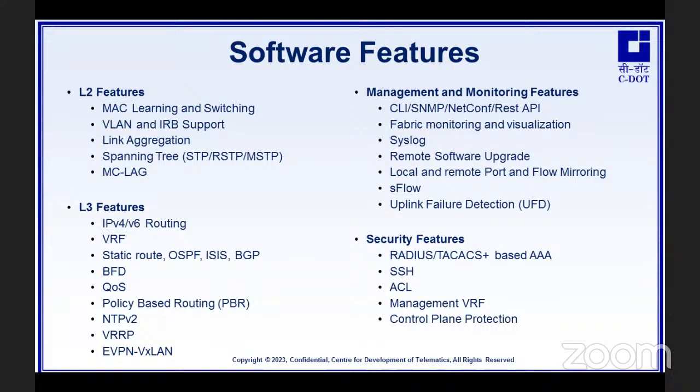Spanning tree: in case of some of the L2 networks, we have the tendency of forming loops. So different protocols like STP, RSTP, MSTP are used to block the redundant ports so that no loop is formed. MCLAG is multi-chassis link aggregation group.